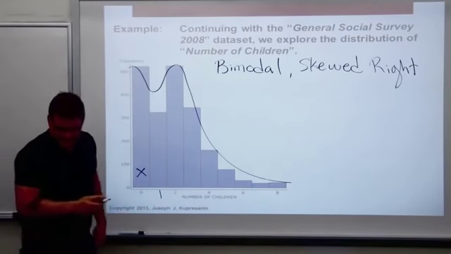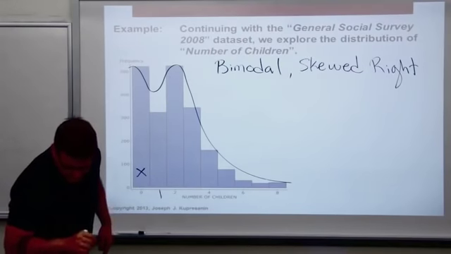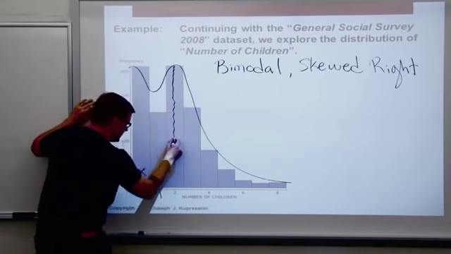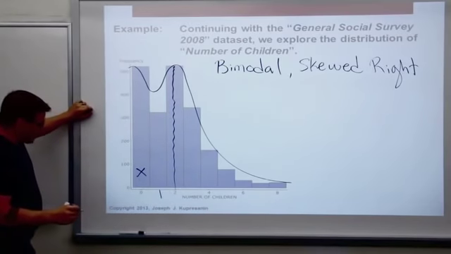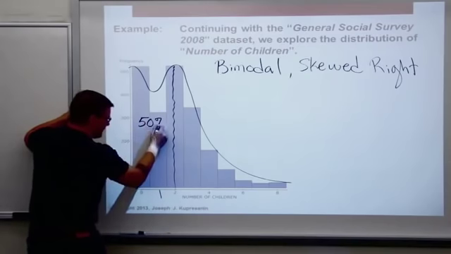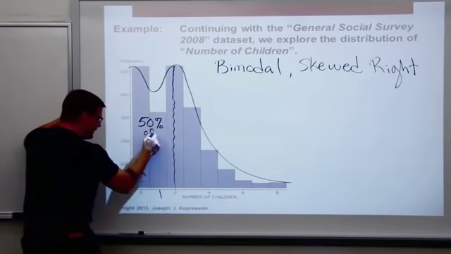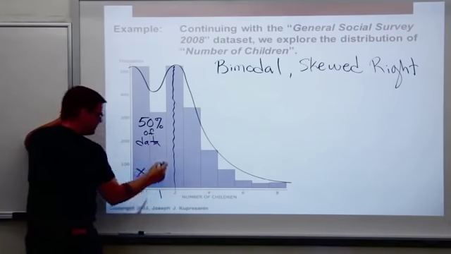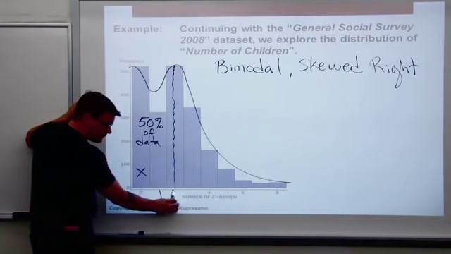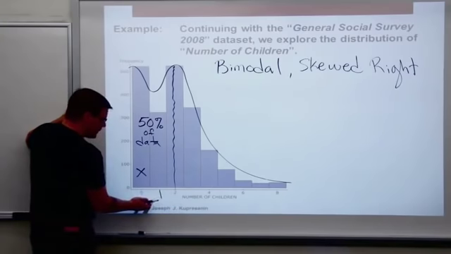Okay, let me take a peek at my notes because I did this real careful at home. That's what I thought. Somewhere in here, and I'm just going to slam it right on 2 there. This is about 50% or half of the data, half of the people. Half of the people have 2 kids or fewer, 2 children or fewer.